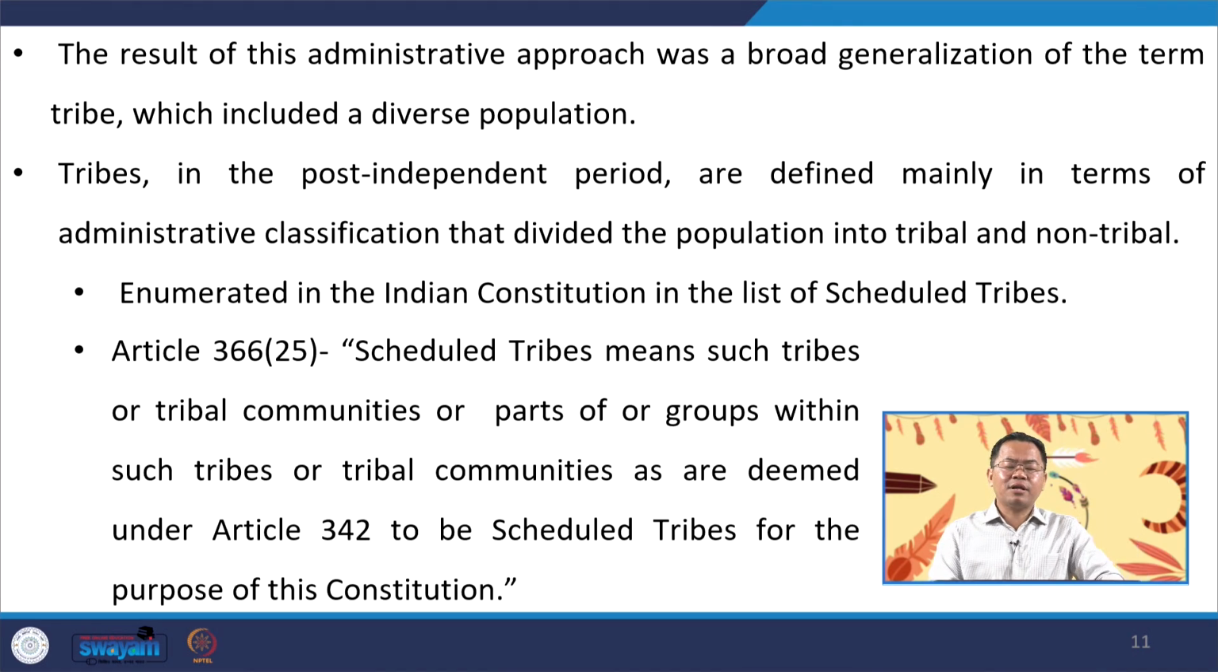Now, the outcome of this was a broad generalization of the term tribe, which included a diverse population. Coming to the post-independence period, tribes are defined mainly in terms of an administrative classification that divided the population into tribal and non-tribal. The Constitution of India has enumerated several communities in the list of scheduled tribes. Article 366, clause 25 defines scheduled tribe as tribes or tribal communities or parts of or groups within such tribes or tribal communities as are deemed under Article 342 to be scheduled tribes for the purpose of this Constitution.